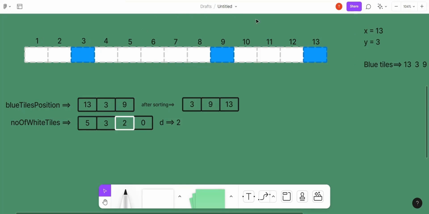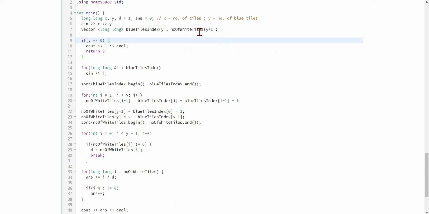We have three blue tiles and the number of white spaces is 3 plus 1. This is the first space, this is the second space, this is the third, and here we don't actually have any white space after 13, but there is a possibility that here there might have been a white colored tile. So that's why we have taken y plus 1 as the size of the number of white tiles vector.